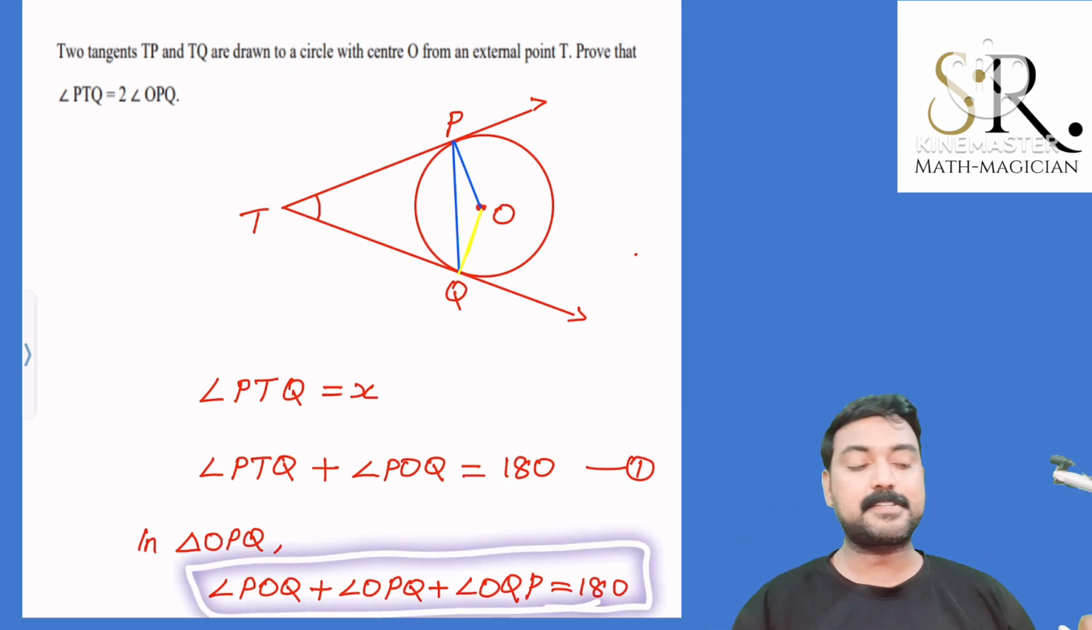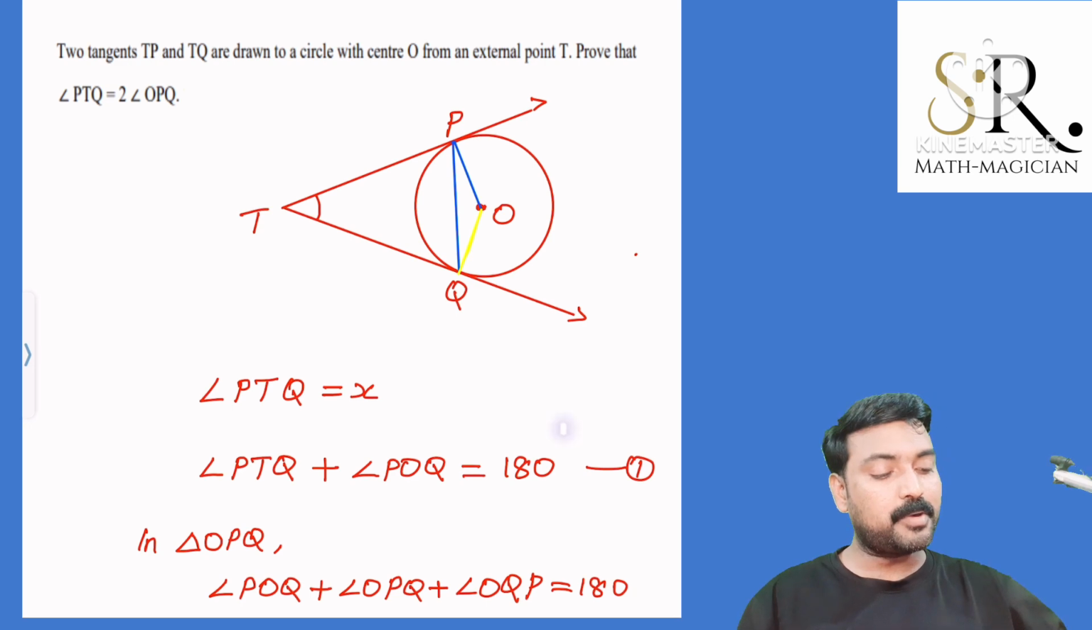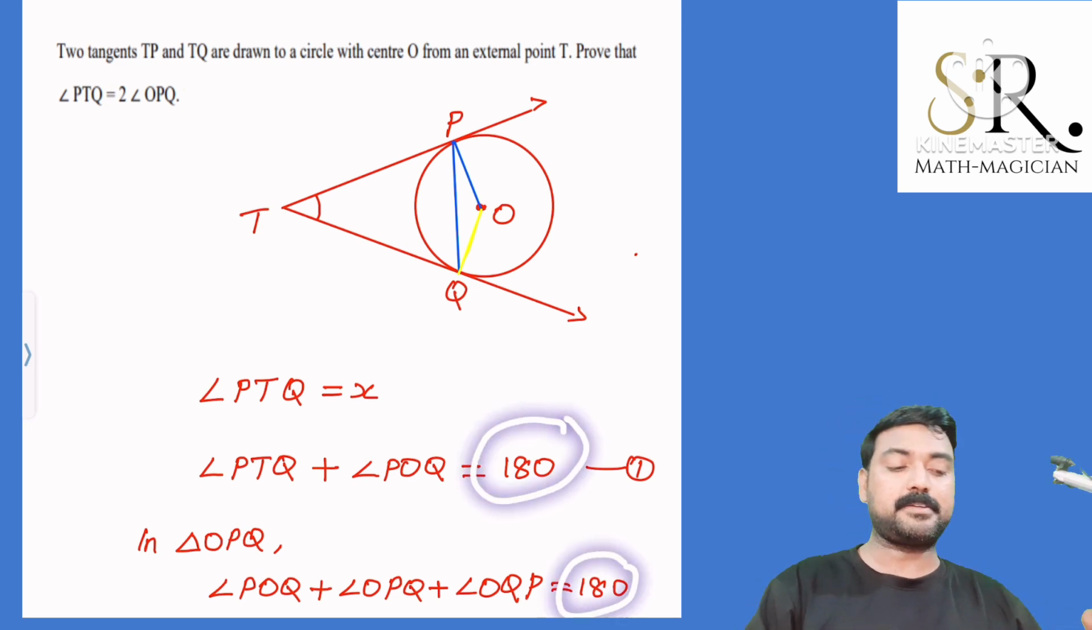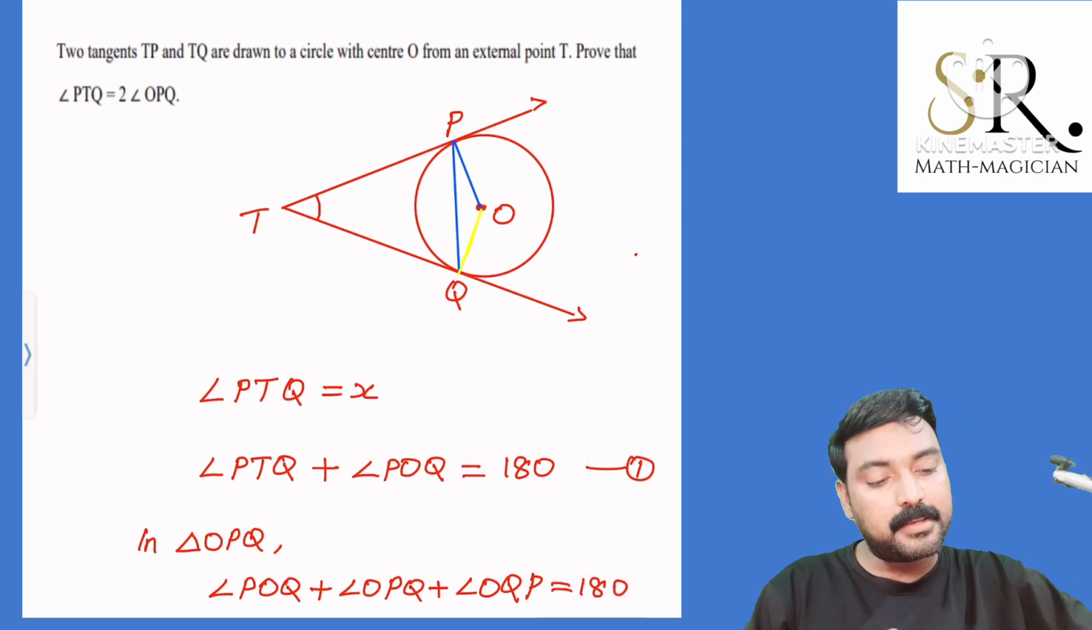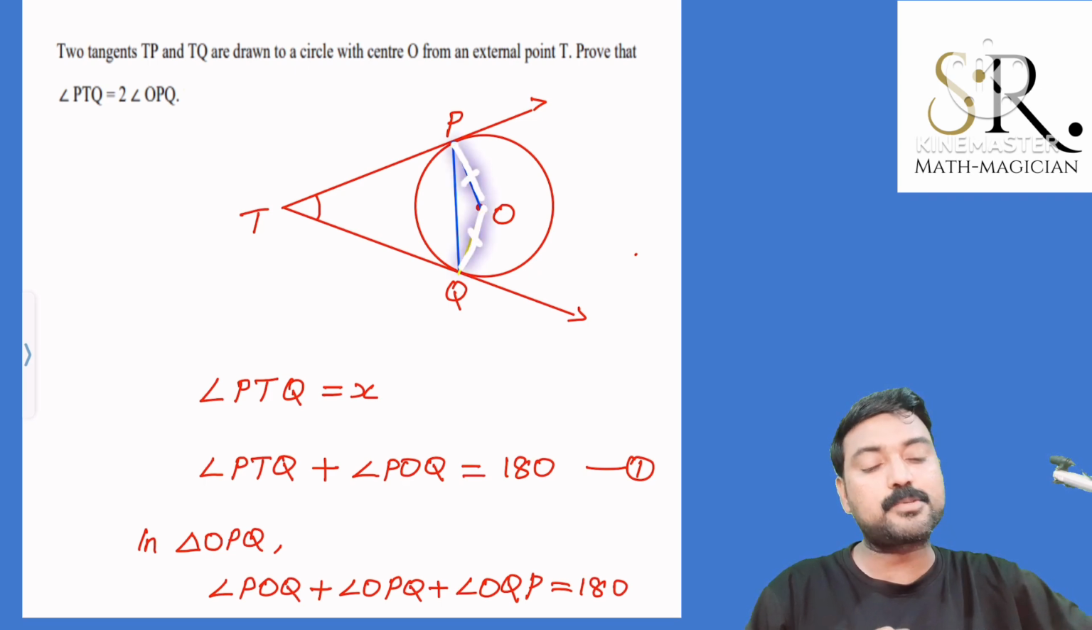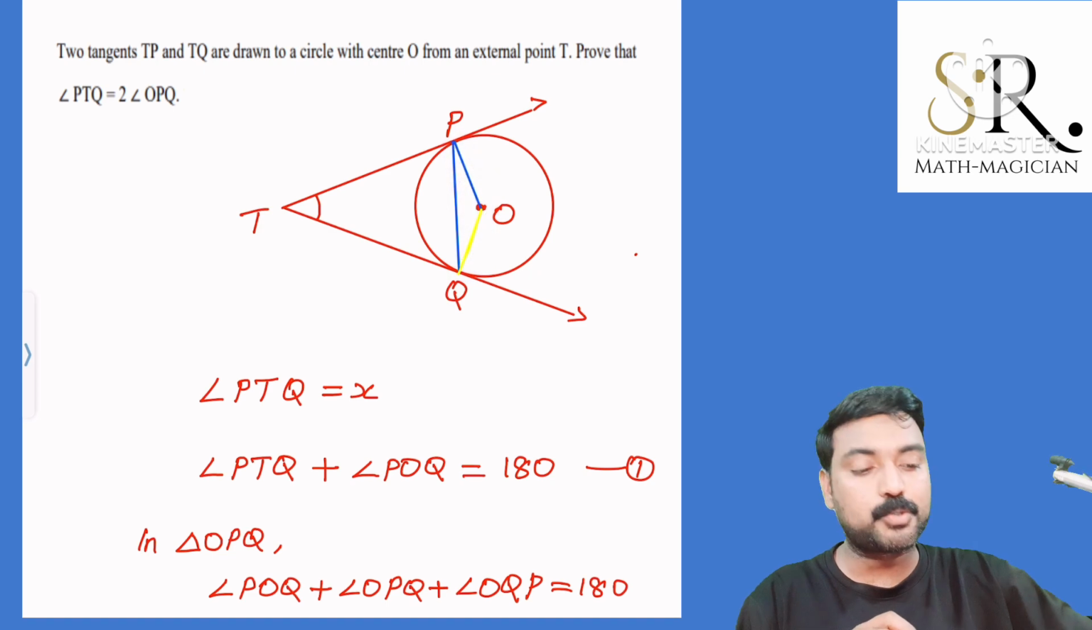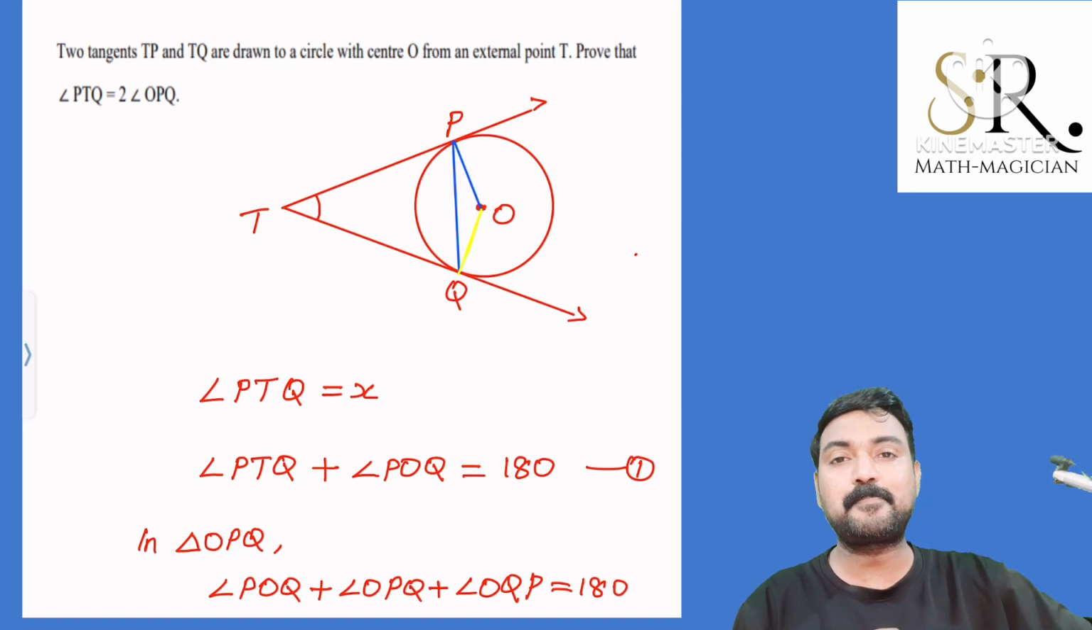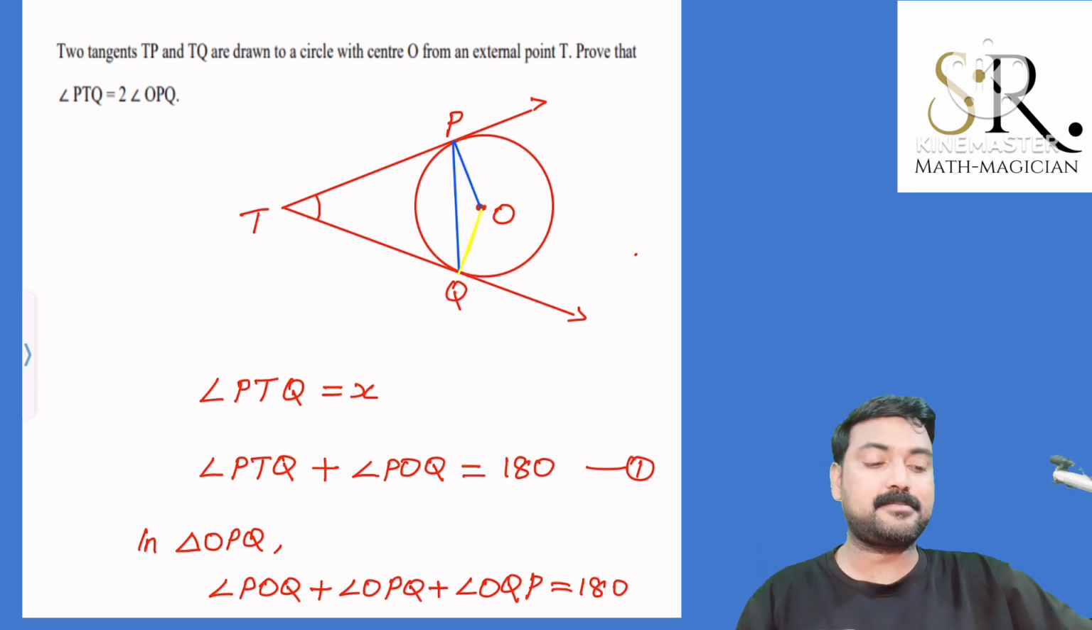Is this clear? Yes. Now here we get 180 degrees, and here also 180 degrees. And the important thing is that this is a radius, so it is an isosceles triangle. Why is it isosceles? Two sides are equal, and both are radii. In a circle, all radii are the same, so OP and OQ are equal in length. So these two angles are also equal.